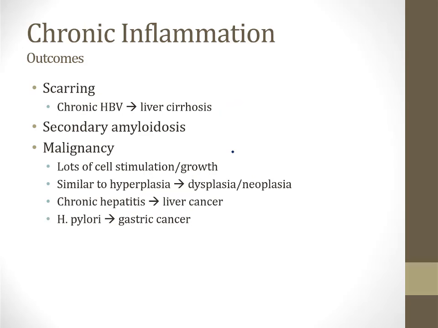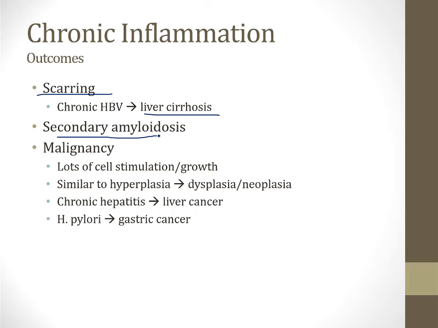There's a couple of potential outcomes of chronic inflammation. One is that it can lead to scarring. So, for example, patients who have hepatitis B infection of the liver that is chronic will have chronic liver inflammation, and that can lead to cirrhosis because scar tissue is laid down in place of healthy liver tissue. Chronic inflammation can lead to secondary amyloidosis. I talk about amyloidosis in a video on its own in the hematology section, but any chronic inflammatory process can potentially produce proteins that form amyloid, and this can lead to the secondary forms of amyloidosis.